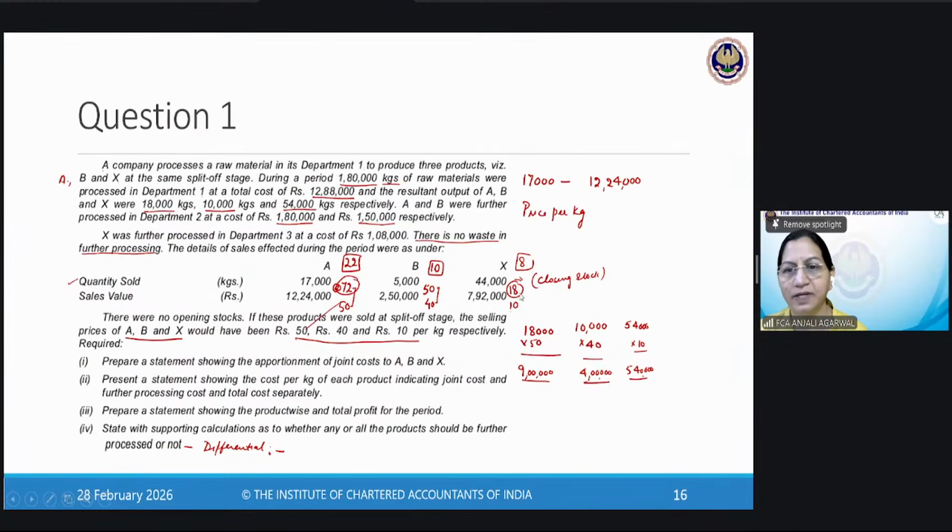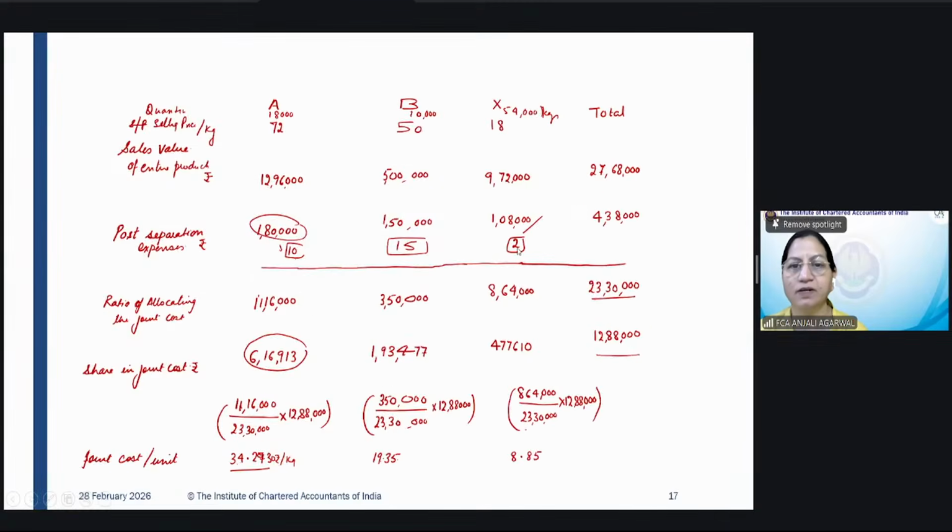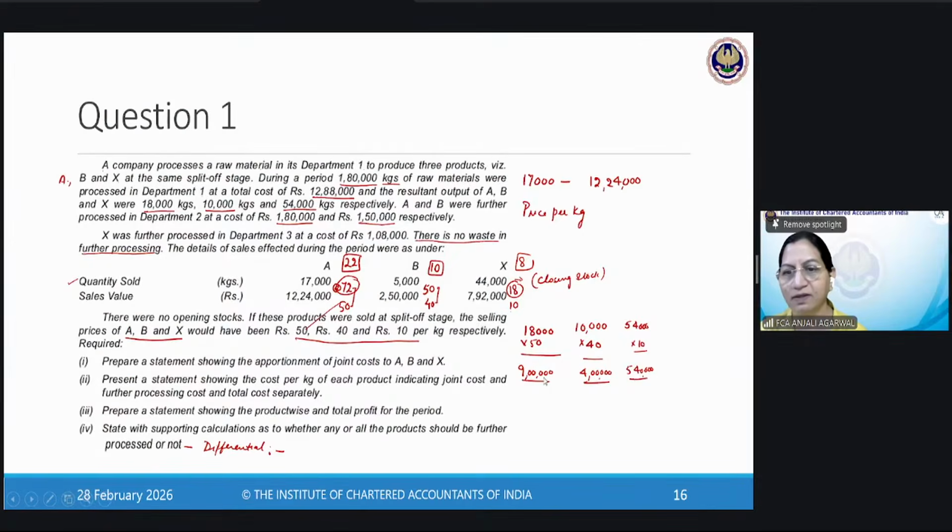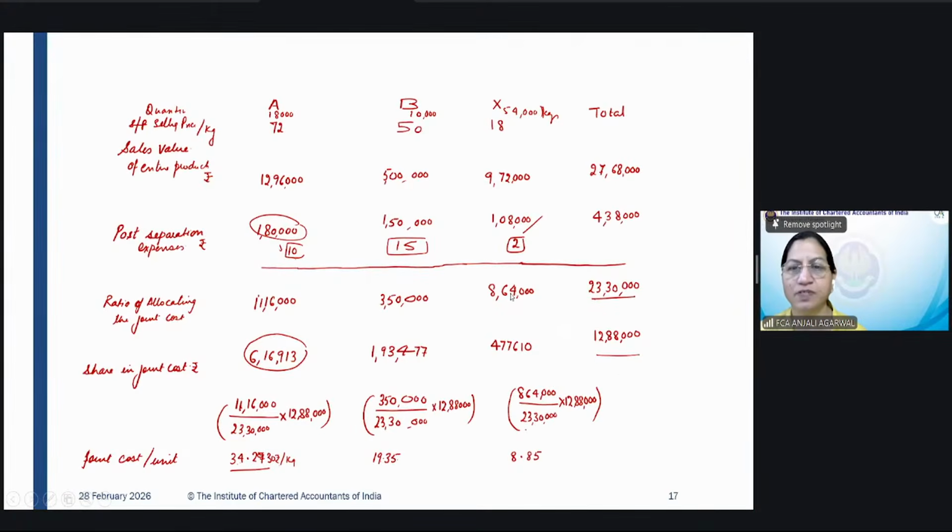For X, you are getting 8 rupees extra, whereas you are incurring only 2 rupees. So that's why the difference also, that the cost was less for product X. But here this ratio tilted very much in favor of X because this became very profitable as the post-separation cost was far less than the incremental revenue. So A and X should be further processed, B should not be.